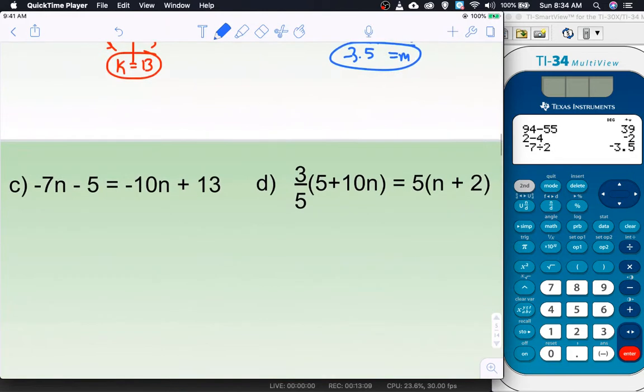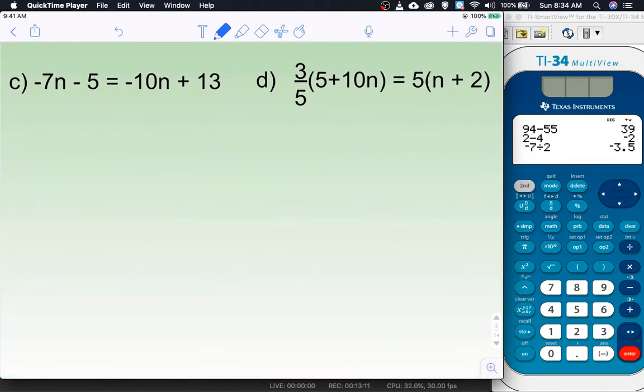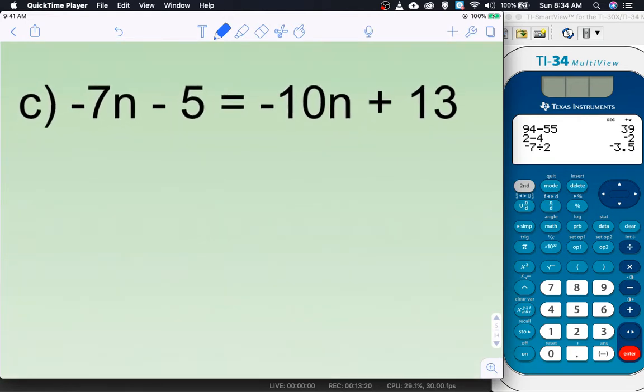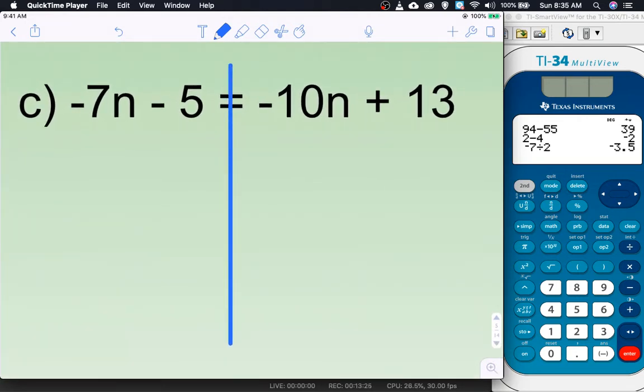All right, letters C and D. Letter C doesn't look too bad. Letter D looks a little ugly. I see lots of parentheses and distributing that's going to be needed. So let's work on letter C first. So there's my line down the equal sign.